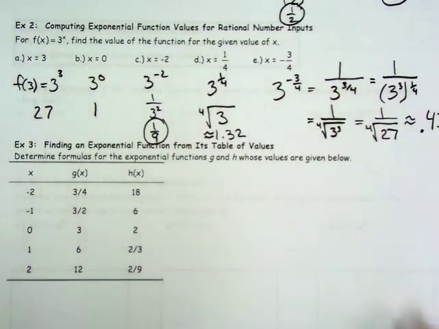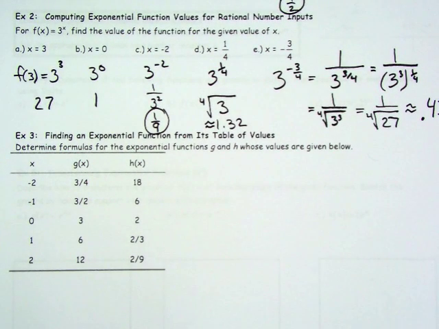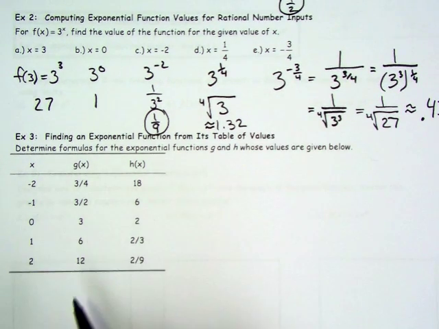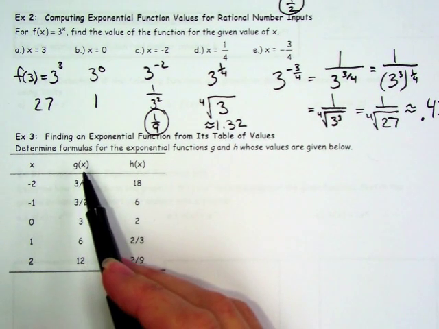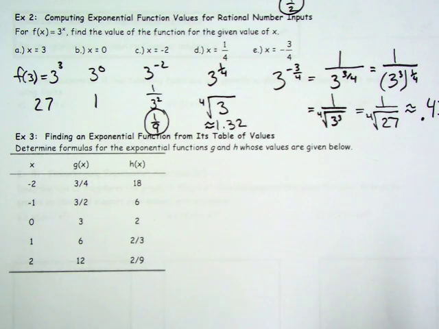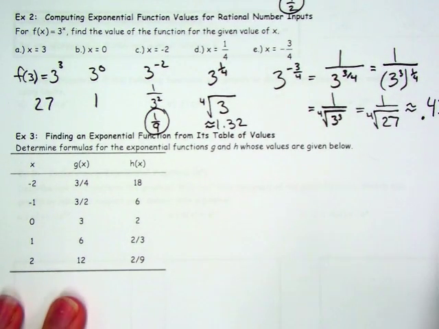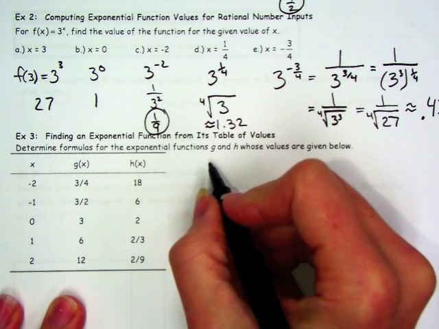Okay, the last thing we're going to do is find an exponential function. We have 2 lists of values here. We have 2 functions. We have a g function and an h function. So we're going to find those individually. I'm going to do the g one with you and then let you take a moment and do your h function. So we're going to find g of x.